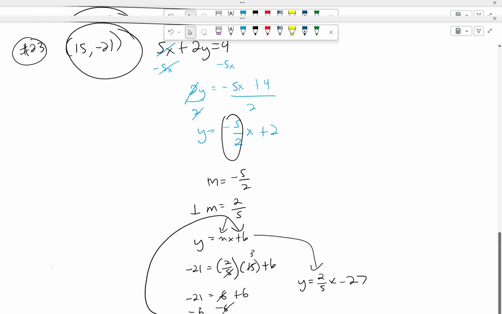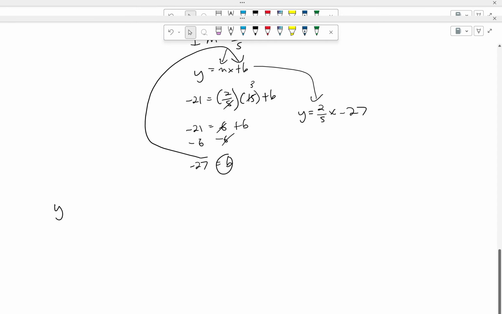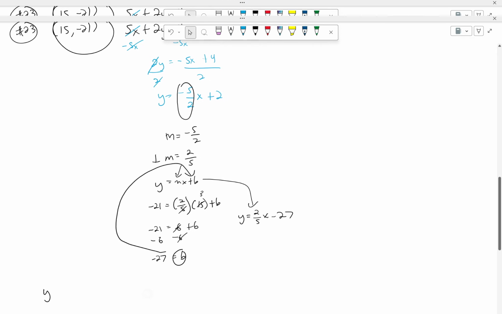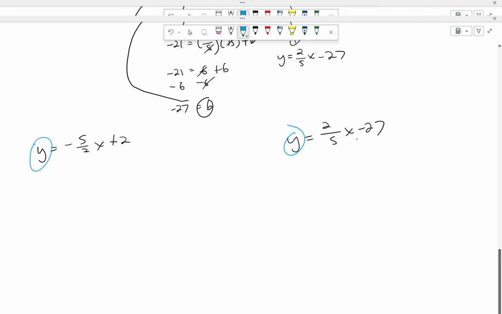All right. So my two equations: y is equal to negative 5 over 2 x plus 2. My other one is y is equal to 2/5 x minus 27. As you noted earlier, both things equal y, therefore they equal each other. So negative 5 over 2 x plus 2 is equal to 2 over 5 x minus 27. I'm going to subtract 2/5 x.